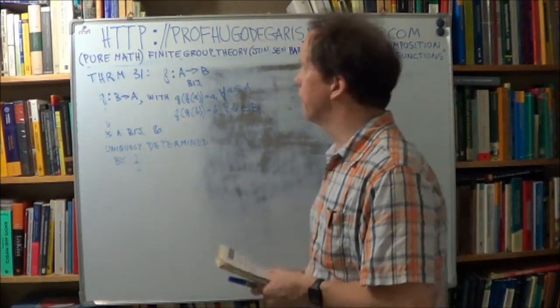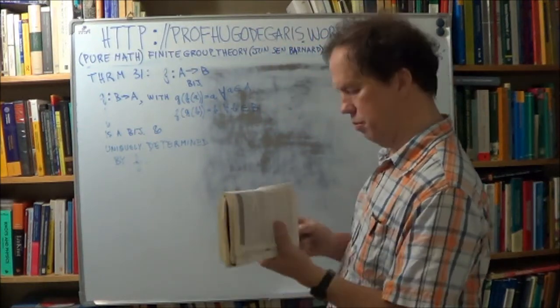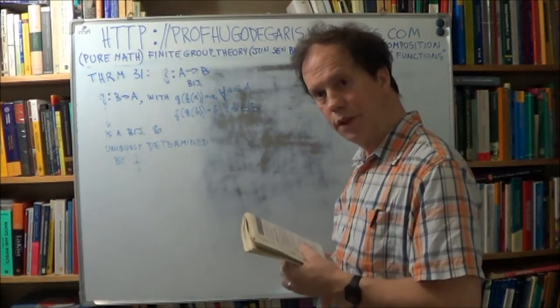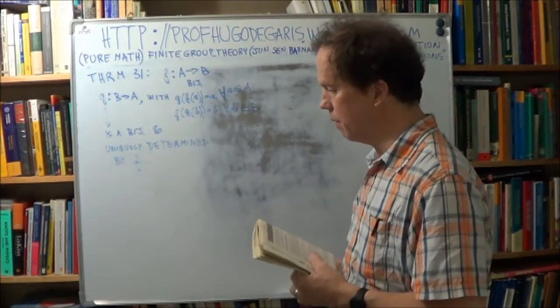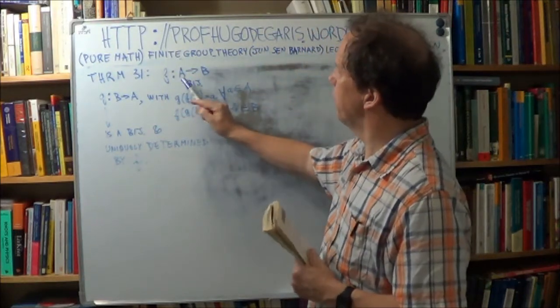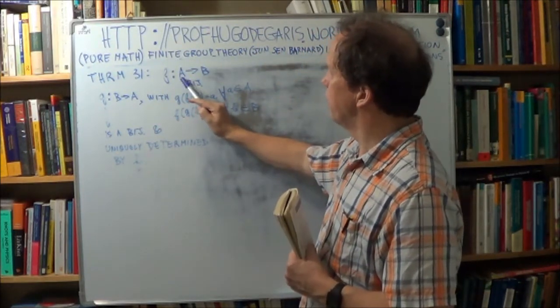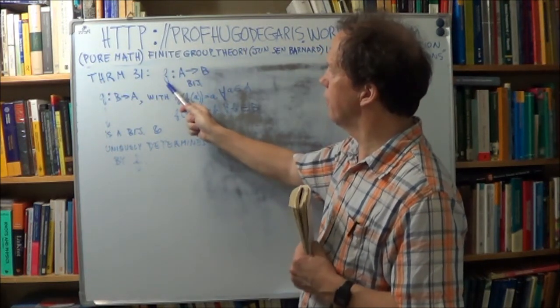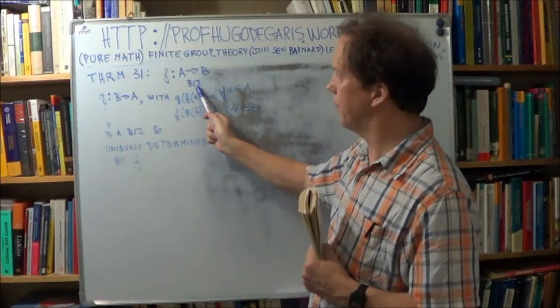Okay, here's theorem 31. It uses theorem 30 as part of it. So you've got a function f that maps from A to B, just two sets, and you're told that this function is bijective. Okay?